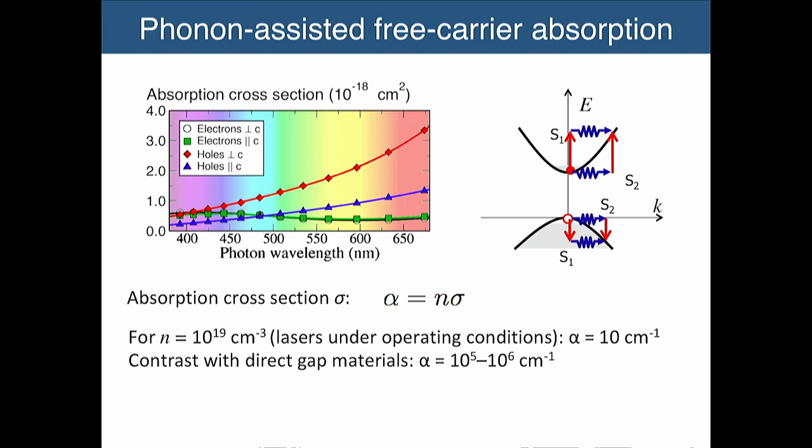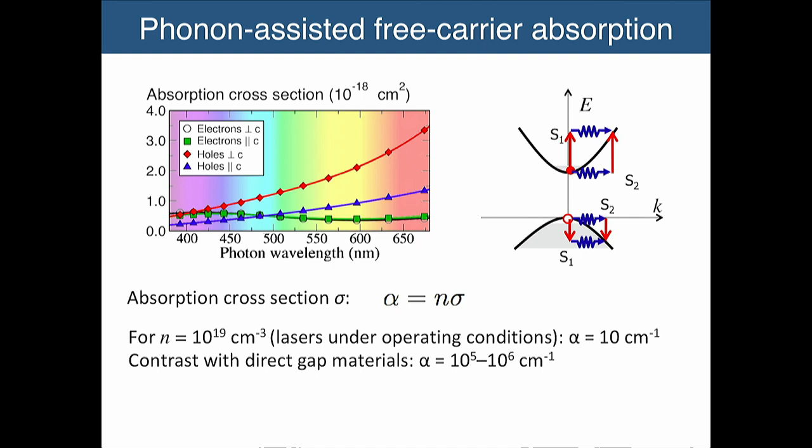To translate this into a length, it means that you expect a strong absorption over a length scale of 1 over 10 centimeters, about 1 millimeter. That's the scale you would absorb light at. And contrast this to a direct gap material, where it's 10,000 or 100,000 times stronger absorption, and light is absorbed within a micron. So this process, of course, is weak.